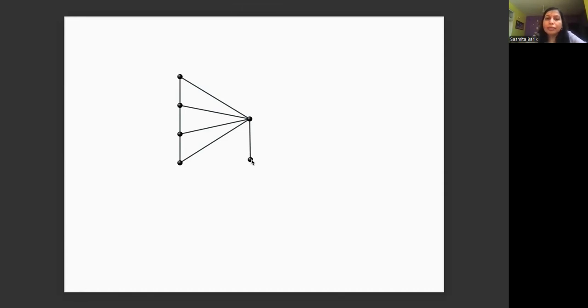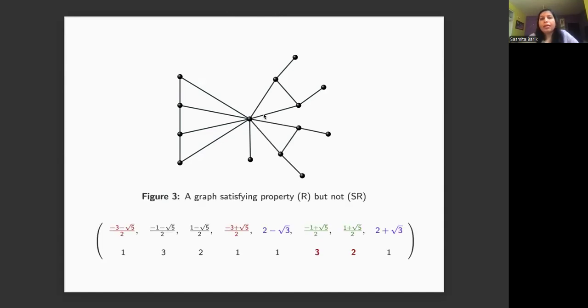Then you take a path of order 4 and join this vertex to the vertices of the path of order 4 which have degree 2. So this way. You take another copy too, because in one copy it will not happen, so you have to take another copy also. Now this graph which I constructed satisfies property R, but not SR.